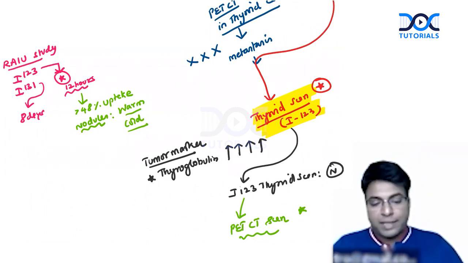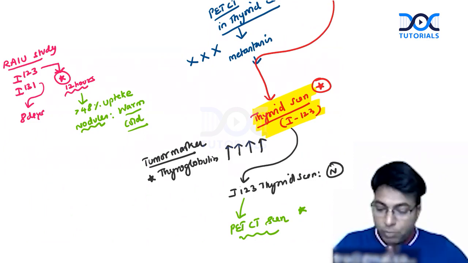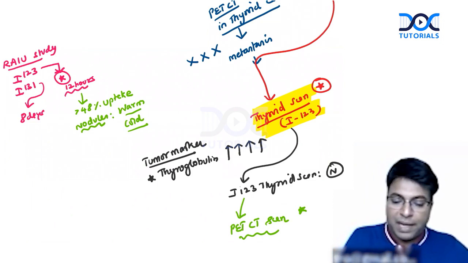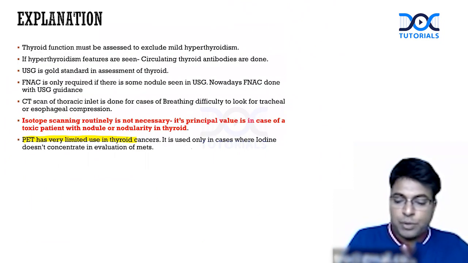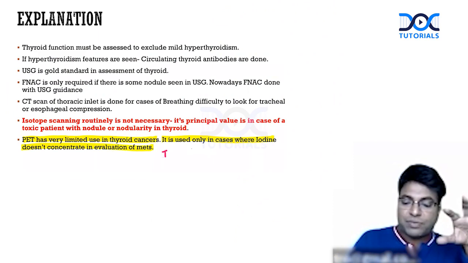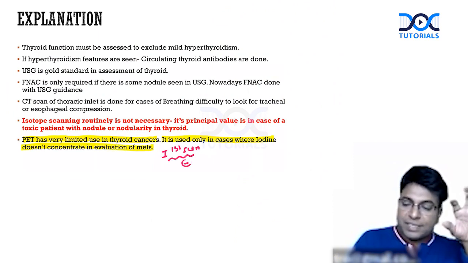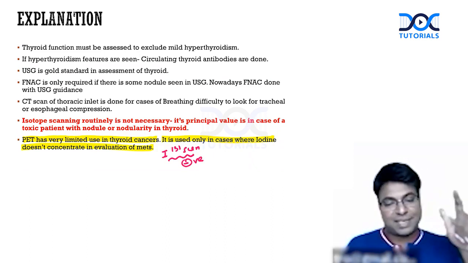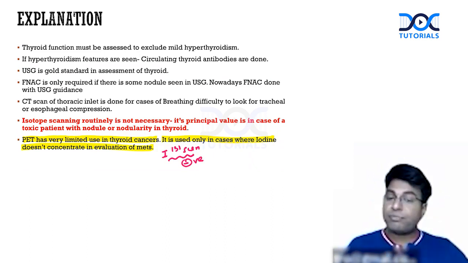That line is there in Bailey and Love, not in any other book. Simple Bailey and Love gives you the simple line: PET CT has a very limited use in thyroid cancers. It is used only in cases where iodine doesn't concentrate. In the evaluation of mets with iodine 131 scan or 123 scan, if it is negative, then only I will go for a PET scan. This is a very interesting point. You should not forget it in the exam.